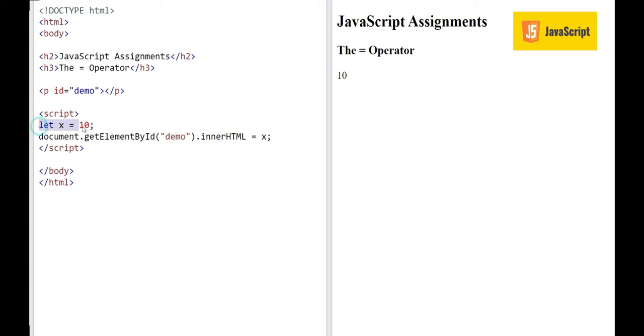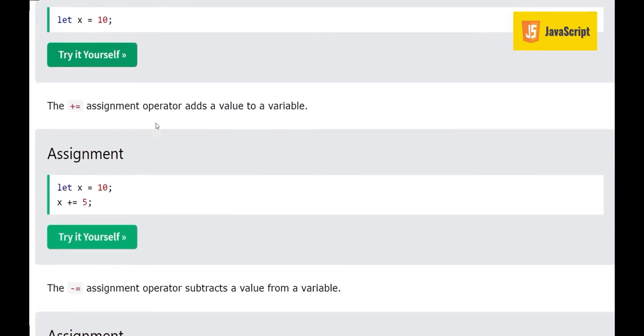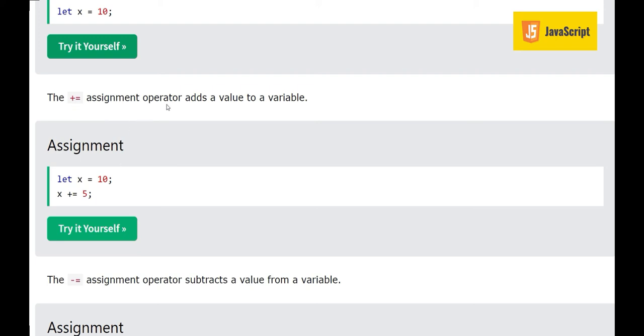Here we have let x = 10, this variable, and then we are assigning it to this paragraph or p tag as inner HTML using this line, document.getElementById("demo").innerHTML = x, right? So 10 is displayed here. If I change this value to maybe 12 and run the code again, see the value is changing and becomes 12.